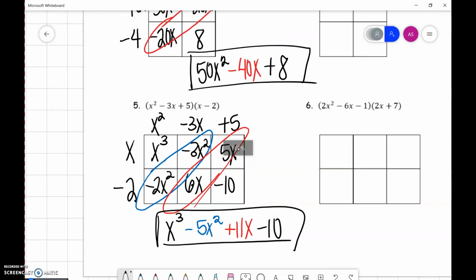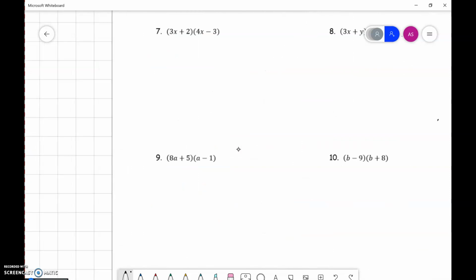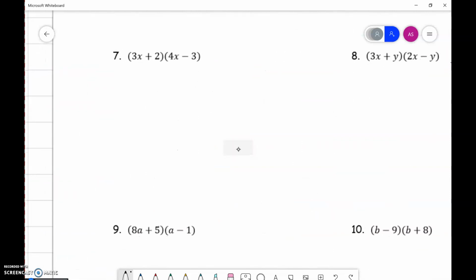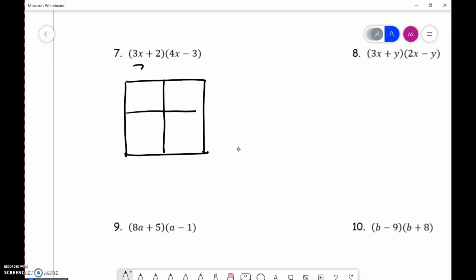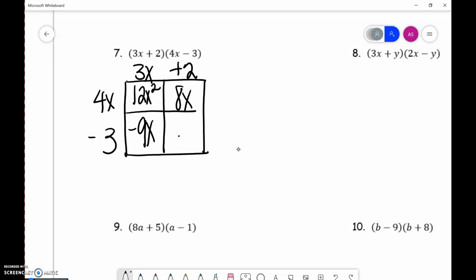All right. So my ones on the back page, they did not give us a box, but we can draw a box. So I'm going to draw my 2 by 2 box. I'm going to set up 3x plus 2 at the top and 4x minus 3 on the side. Then in this box, I'll have 12x squared. In this box, I'll have negative 9x. In this box, I have 8x. And in this box, I'll have negative 6.